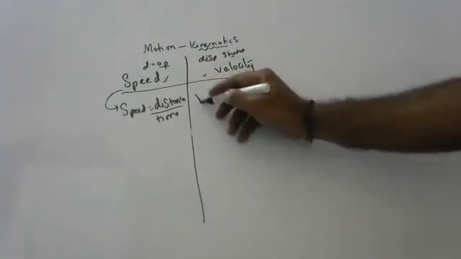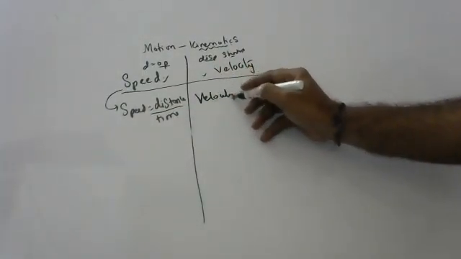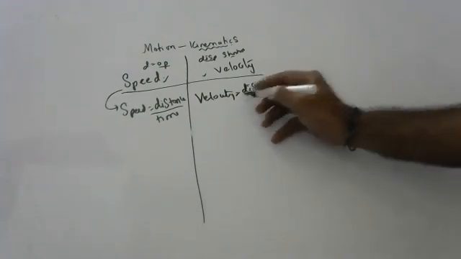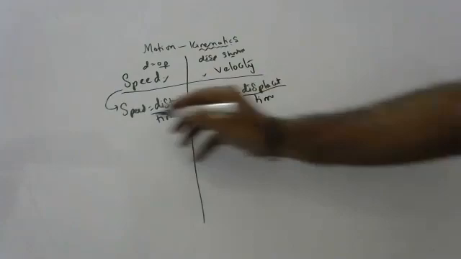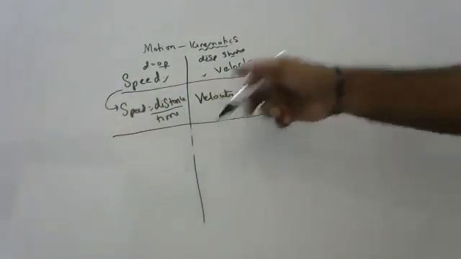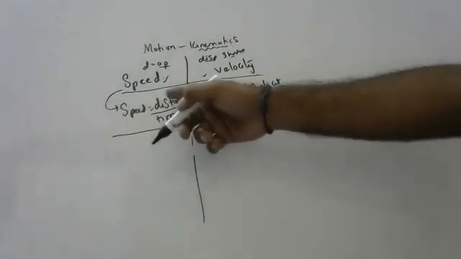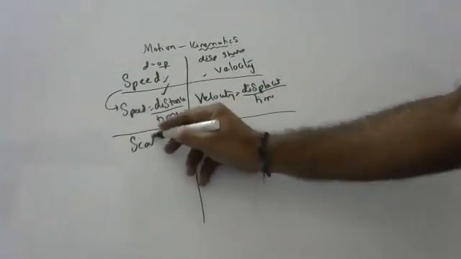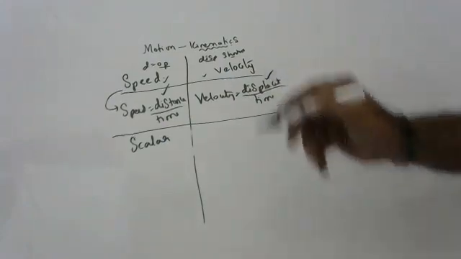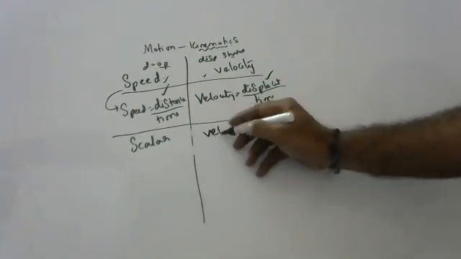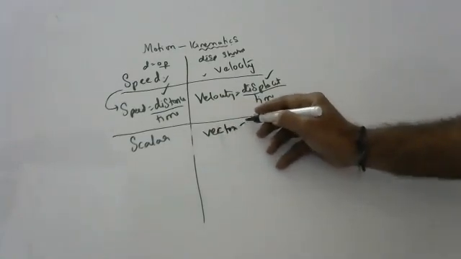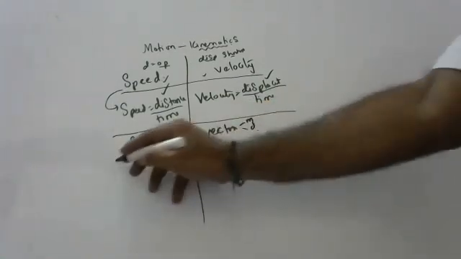In the same way, velocity is displacement by time. Speed is distance by time, velocity is displacement by time. There is a lot of difference here. Because distance is a scalar, speed is also a scalar quantity. Because displacement is a vector, velocity is also a vector quantity. I hope all of you remember, children, what is a vector quantity? It has both magnitude and direction.